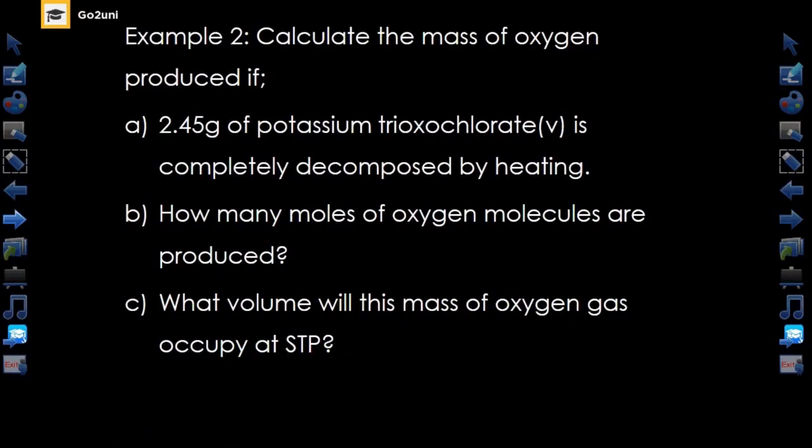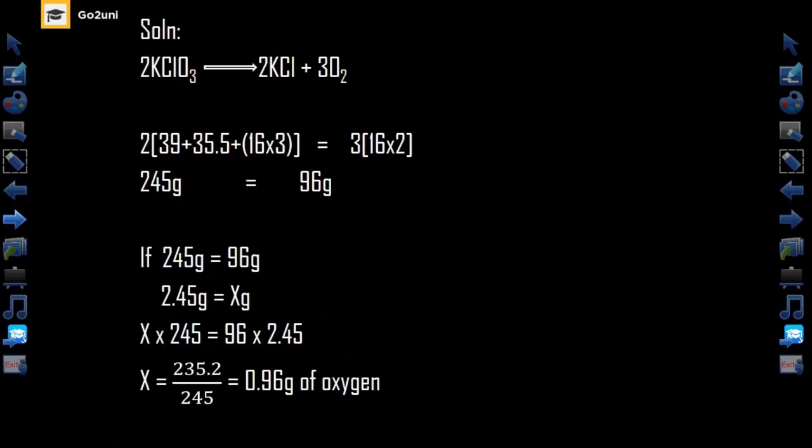So let us take a look at the solution. I just want to clarify that, so look at the solution so that you don't feel confused. So we have 245 grams of potassium chlorate giving us 96 grams of oxygen. And by the time we cross multiply, we have 0.96 grams of oxygen produced. So it's as simple as that.